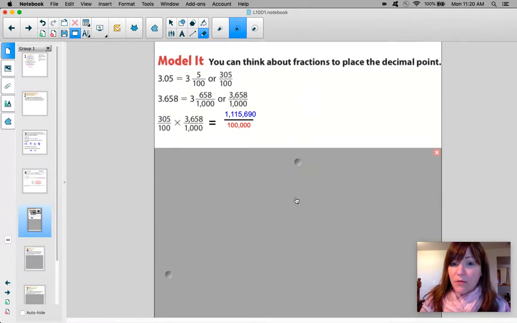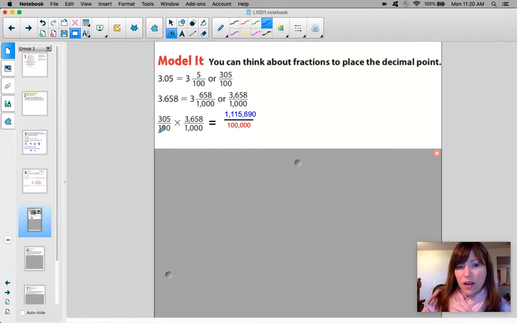So we can think about fractions, again, to help us place our decimal points. And you can see that this was already one of the models in your instruction book, where you're doing the same thing I was with Ben's problem. You're writing this mixed number and then converting it to an improper fraction. Doing the same thing with the second number or factor, and then multiplying those two. I really just want to focus on the denominator, and you'll notice that 100 times 1,000 is 100,000.